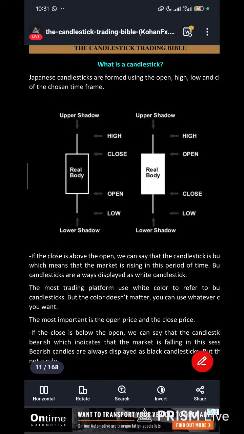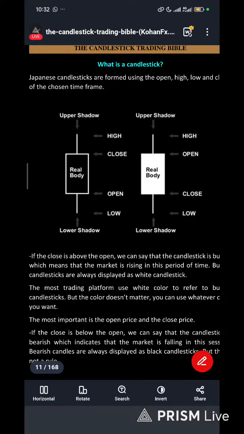So now, what do the close and open mean? Literally, the open price is where the candle started, and the close price is where it ends. The one on the left hand side signifies buyers, and the one on the right hand side signifies sellers. So open price means where the candle started, close price means where it ended, high means the highest price reached, and low means the lowest price reached.